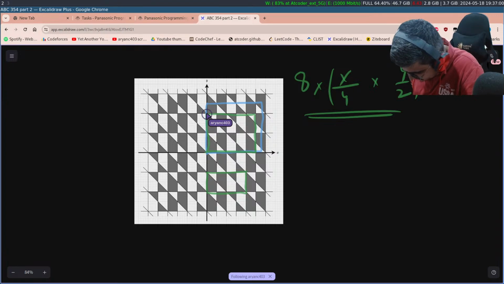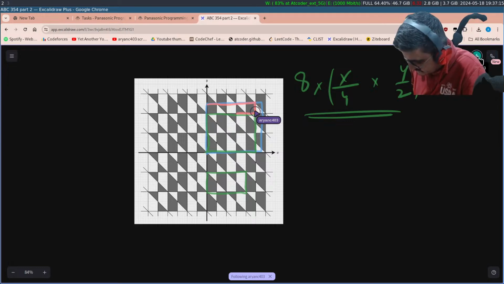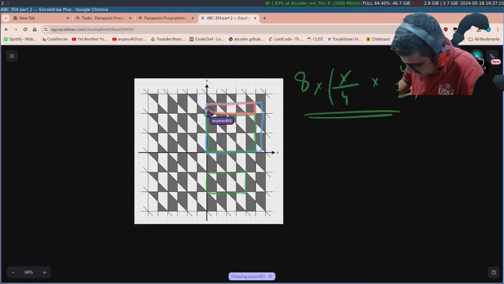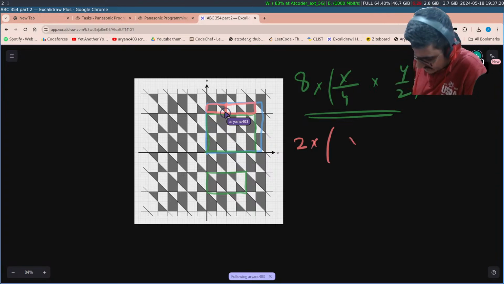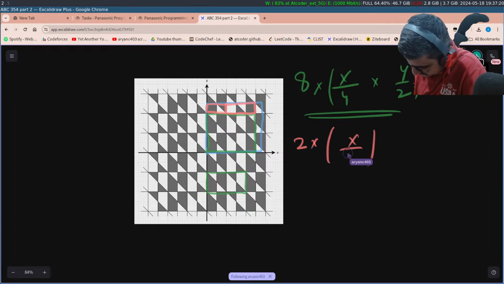The next thing I did was first directly count the area of this part. x is up to 4, right? So yeah, first directly count the area of this part. Here you can notice that for each 4 cross 1 block, the area is 1. So the next part is 2 into x by 4. And now I am only left with some strips here.